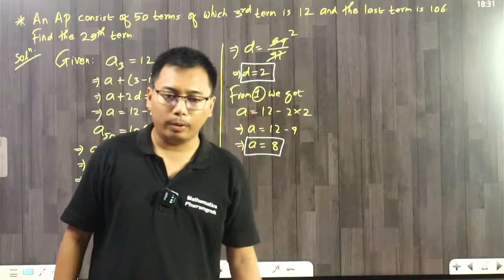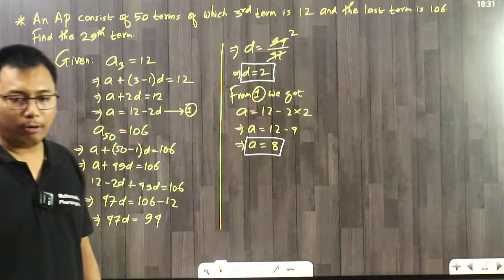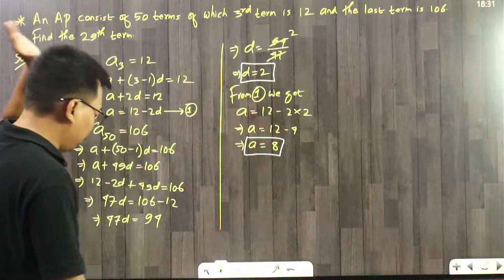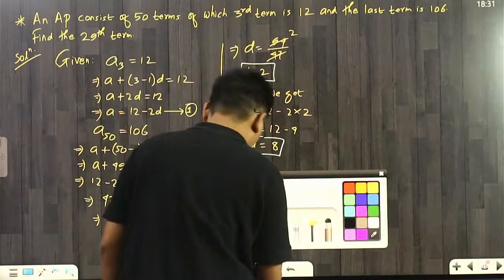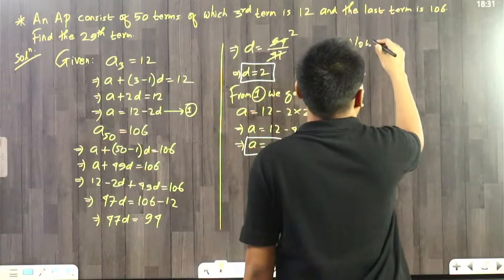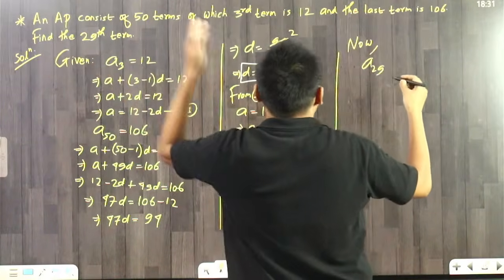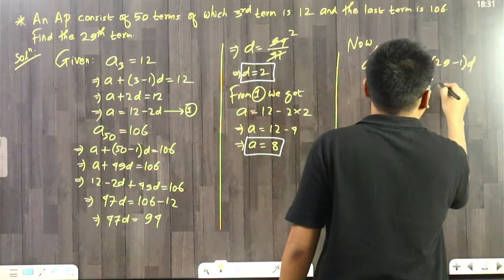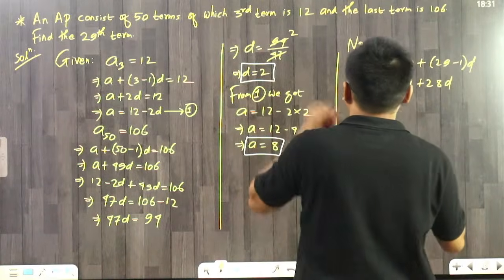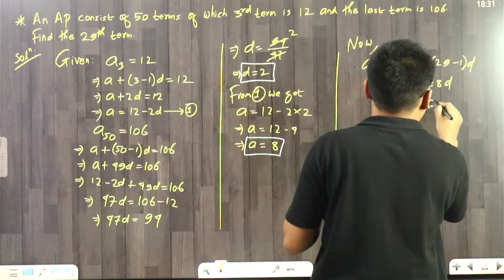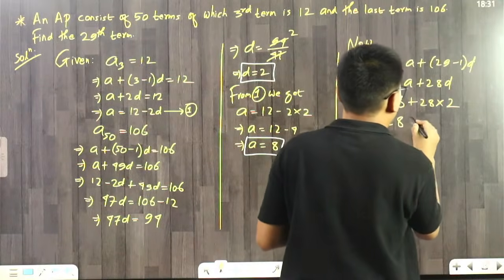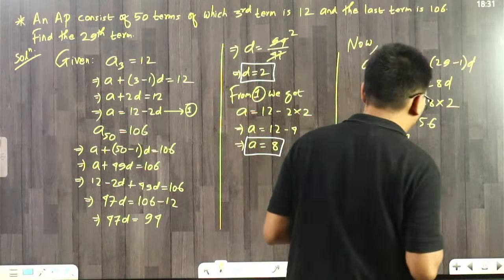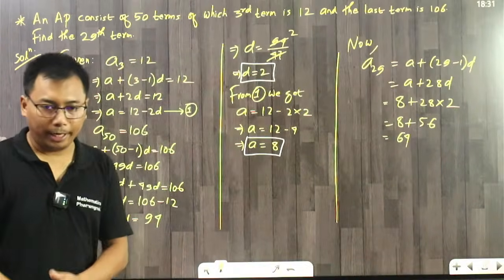Now we have our values: the value of A, the first term, and the value of D, the common difference. Now we can easily find this 29th term. How do we do that? See, now we have to find the 29th term, so A29. So A plus 29 minus 1 D, A plus 28D. How much is A? 8 plus 28 into how much is D? 2. So 8 plus 56 plus 8 will be 64. So this is the value of A29.